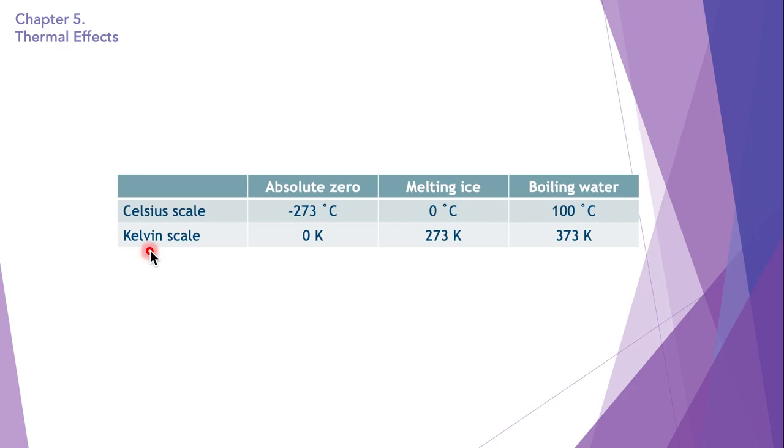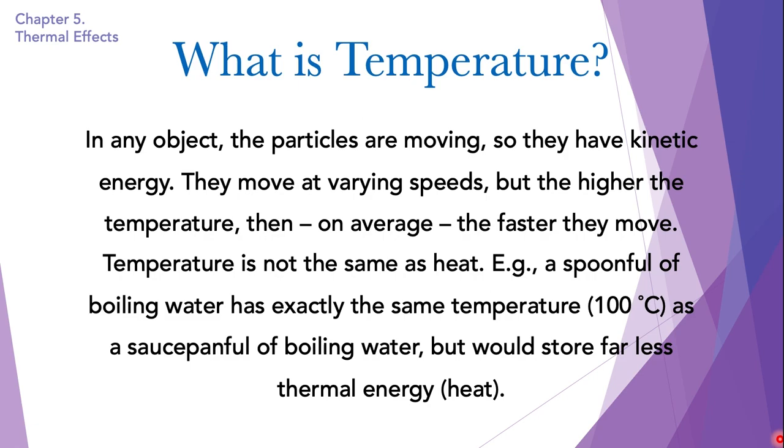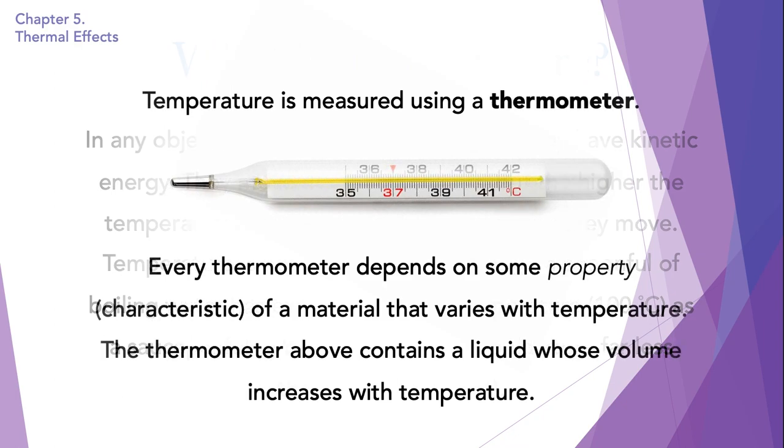So the Kelvin scale is a thermodynamic scale. It is based on the average kinetic energy of particles rather than on a property of a particular substance. So this was it for temperature. We understood the different scales of temperature. We understood also about thermometers.